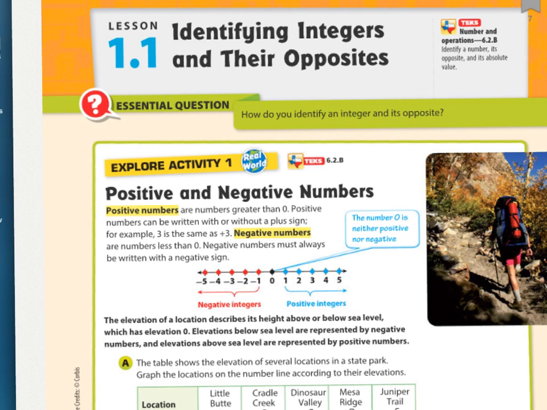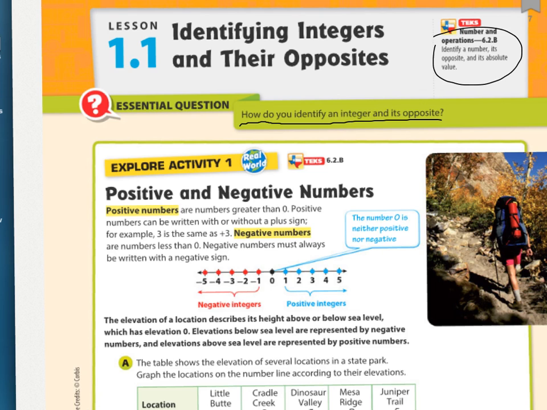For lesson 1.1, identifying integers and their opposites, we are going to be identifying a number, its opposite, and its absolute value. And at the end of this video, you should be able to identify an integer and its opposite. So you will be explaining the answer to this question: how do you identify an integer and its opposite?